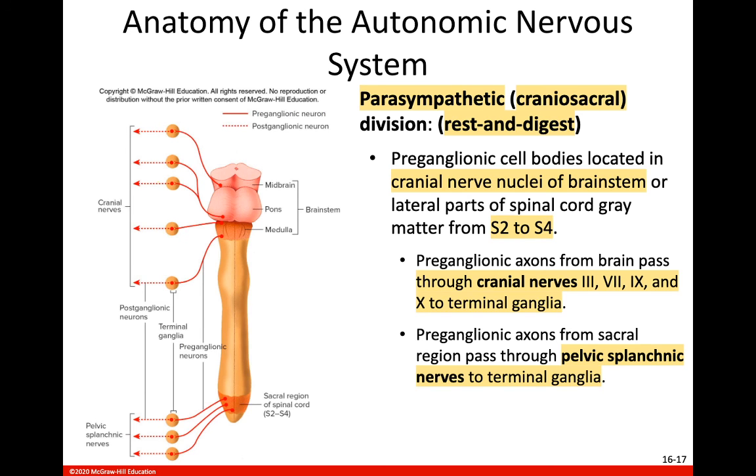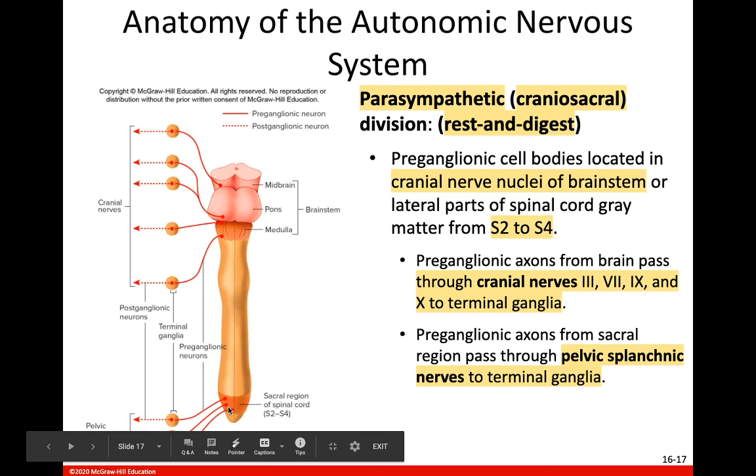effects throughout the body. Okay, so now let's look at the parasympathetic. Remember, we said the parasympathetic is responsible for the rest and digest response, and we said that this division is craniosacral because it involves the cranial nerves, specifically cranial nerves 3, 7, 9, and 10. And it also involves pelvic splanchnic nerves coming off of this sacral region. So cranial region involving cranial nerves and sacral region involving pelvic splanchnic nerves.